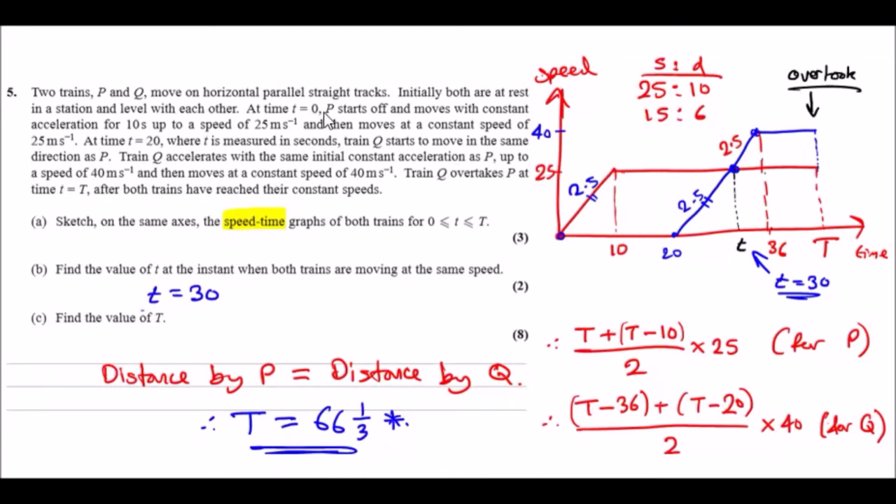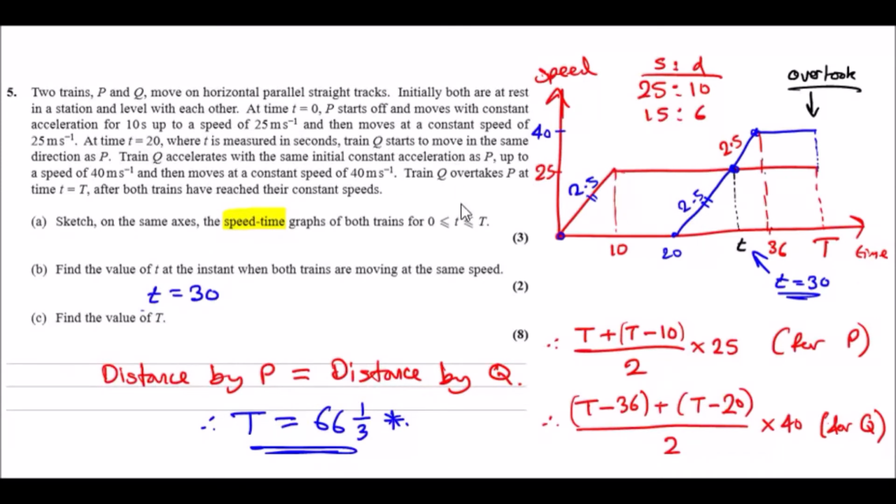Now at time equals 0, P starts off and moves with constant acceleration for 10 seconds up to 25. So this is where this line came from. So it increases at some acceleration for 10 seconds. Ignore the 2.5 for a moment. It increased for 10 seconds, up to speed 25, and then moves at a constant speed of 25. So this red line means it's carrying on. At this point, we don't know how far it goes, but you'll find out as you go.